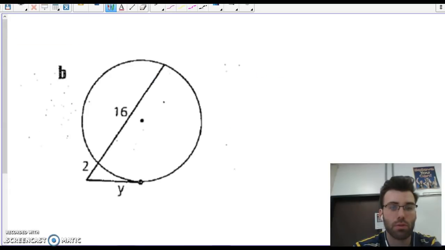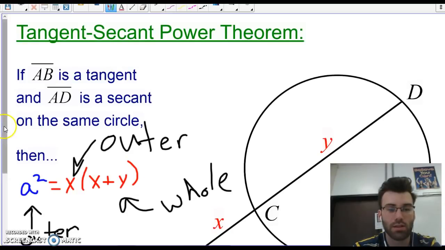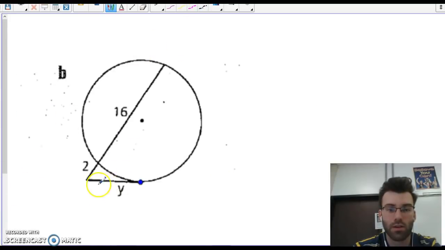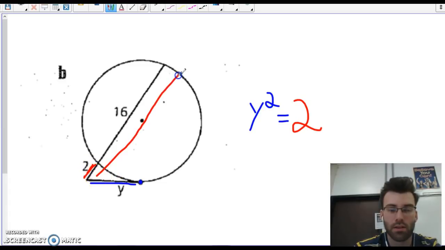Number 2, or part B. It looks like we have a tangent line here because it hits the circle at one point, and then we have a secant segment there. So we'll do the tangent-secant power theorem, where the tangent line squared equals the outer part of your secant times the entire secant. In this case, y is our tangent line, so y squared equals the outer portion 2 times the entire secant segment.